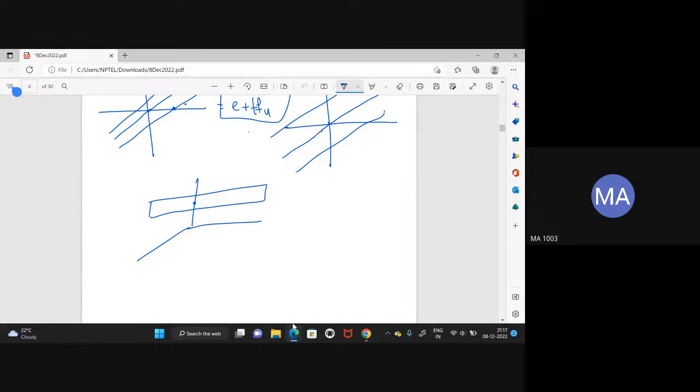Like x comma y comma 1 comma 1 comma 1, the plane passing through, parallel to this, passing through this. You understand, z need not be equal to 0. Z is equal to 1, yes ma'am. The equation is z is equal to 1.